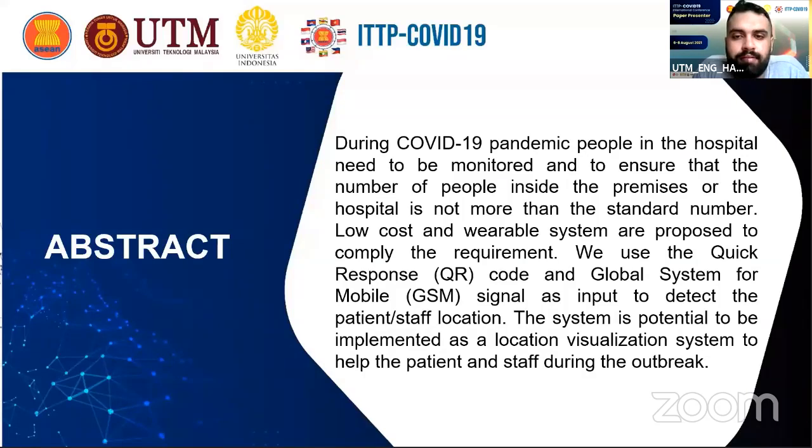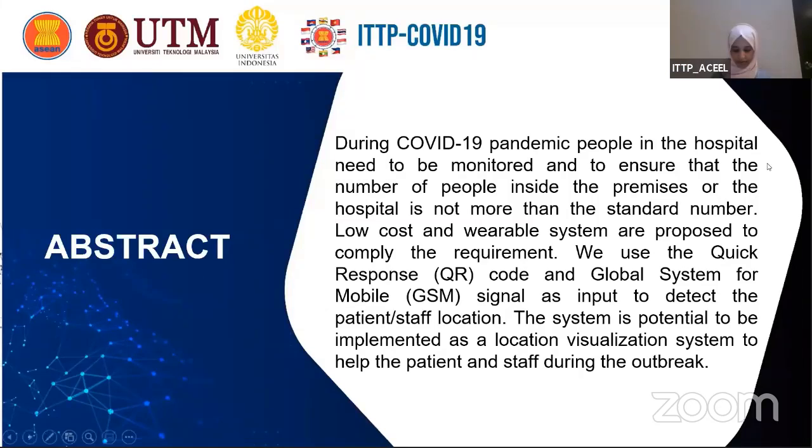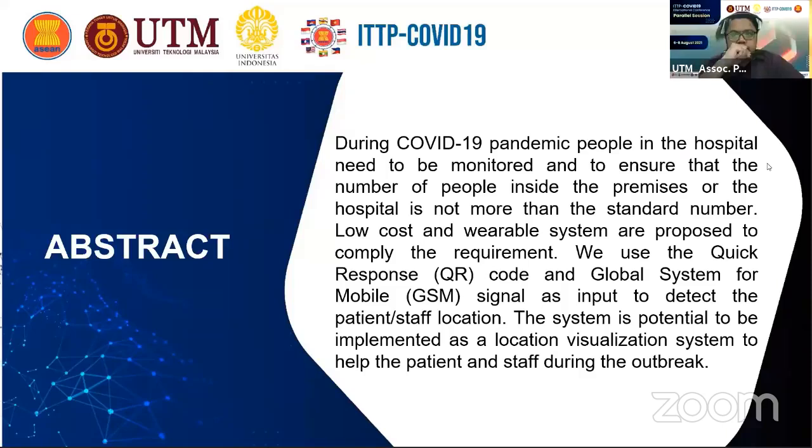During the COVID-19 pandemic, people in the hospital need to be monitored to ensure that the number of people inside the premises of the hospital is not more than the standard number. A low-cost and wearable system is proposed to comply with the requirement. We use the quick response QR code and global system for mobile GSM signal as input to detect the patient and staff location. The system has the potential to be implemented as a location visualizing system to help the patient and staff during the outbreak.